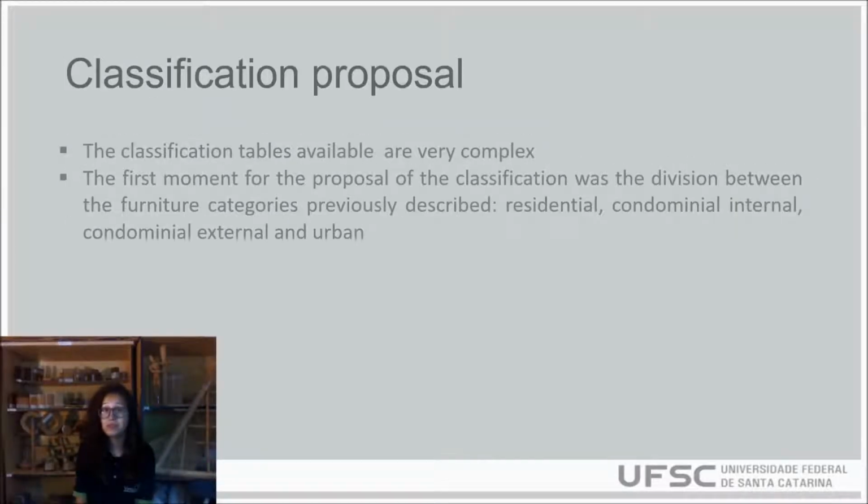Considering the above, it's verified that the way that materials are classified does not meet the expectations and needs of the furniture designers. The classification tables are, in general, very complex and approach materials that are not used for the specific purpose studied here. The first moment for the proposal of classification was the division between the furniture categories previously described, like residential, condominial internal, condominial external, and urban.